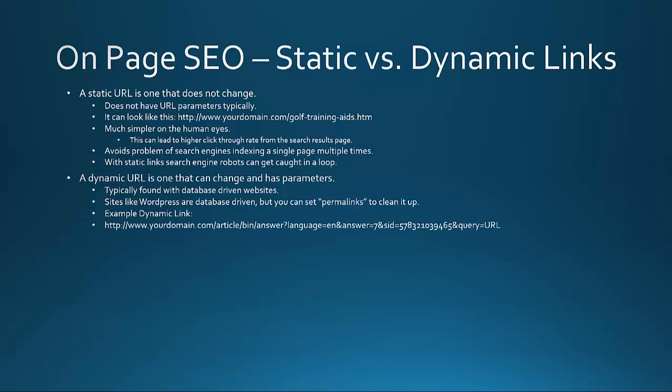An example dynamic link would be yourdomain.com/article bin answer question mark language equals en and answer equals 7 and sid equals 578, and there's a session ID tied into it. Sometimes these session IDs show up if your URL structure looks like this on your e-commerce site, on a WordPress site, which it shouldn't, or on any other website. WordPress sites are usually pretty good about this, but on another type of website, you need to do something to improve it.